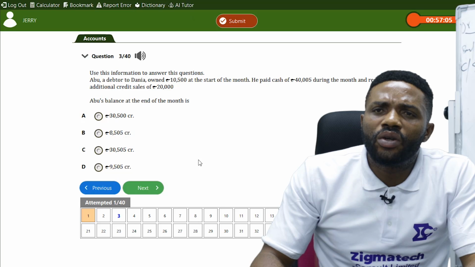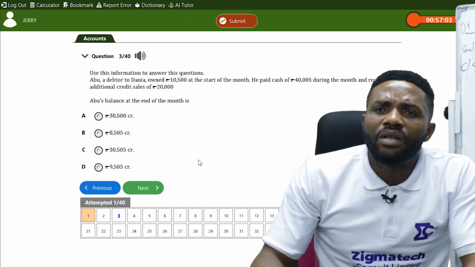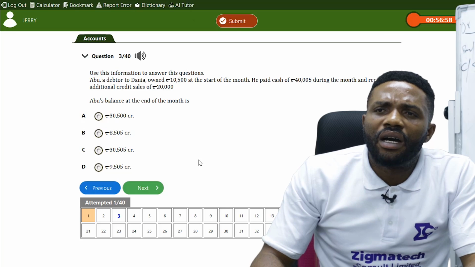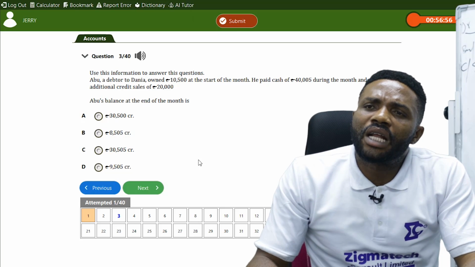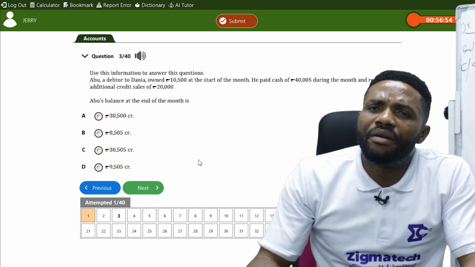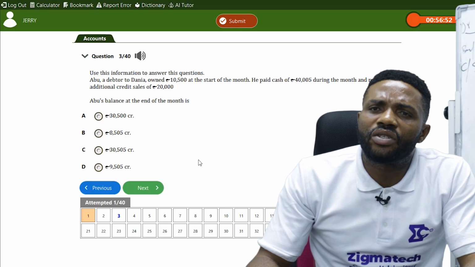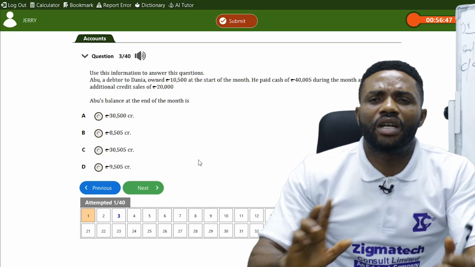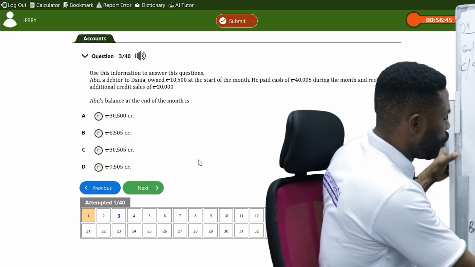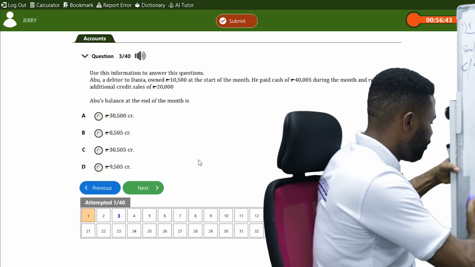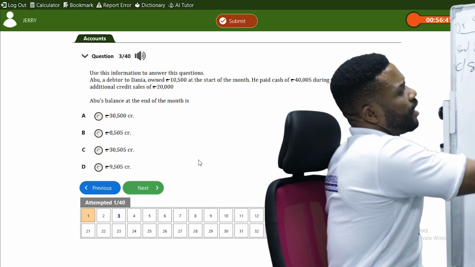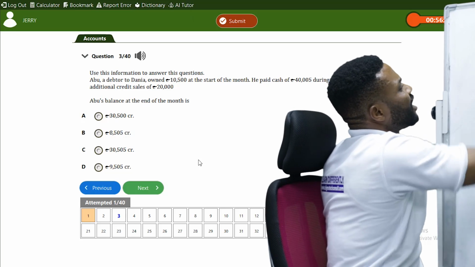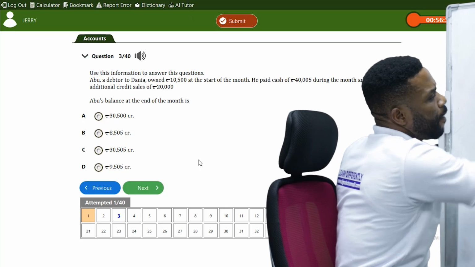Abu, a debtor to Dahlia, owed 10,500 at the start of the month. He paid 40,005 during the month and received additional credit sales of this. Abu's balance at the end of the month is, this one is a very straightforward question which we are quickly going to look at, and see how we'll be able to use it to explain what we have said so far.